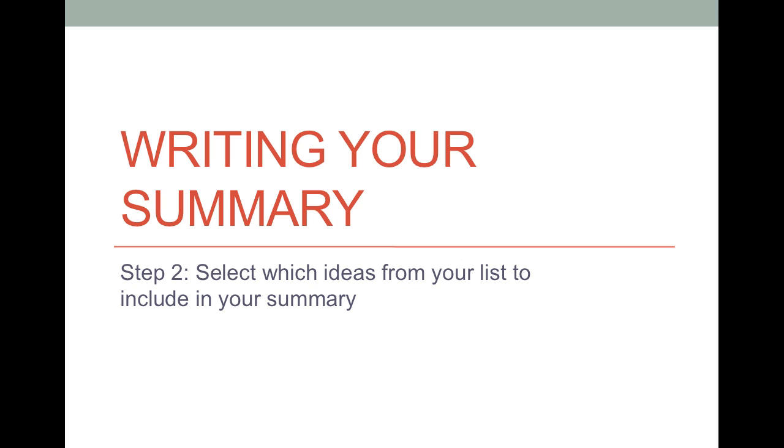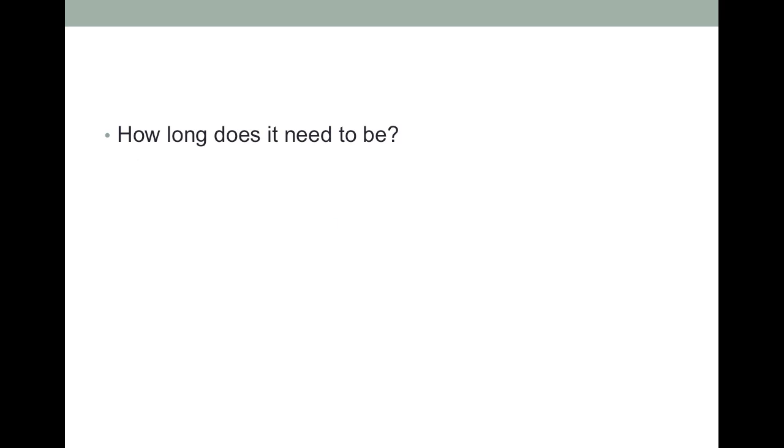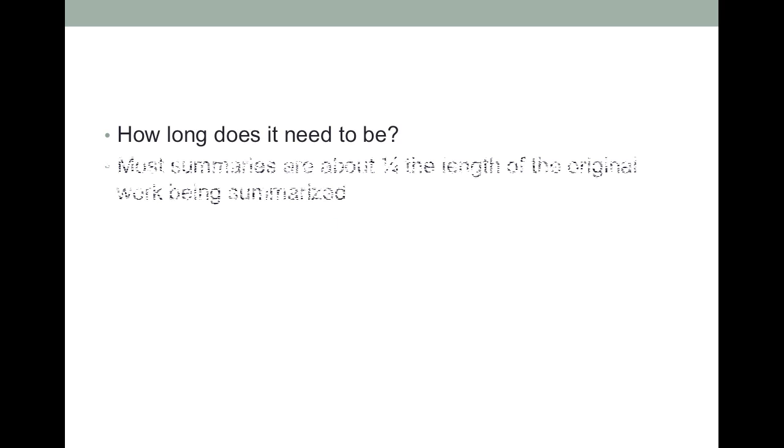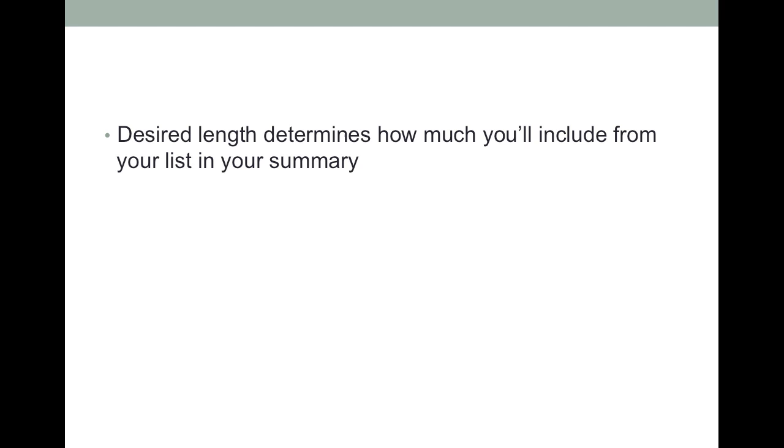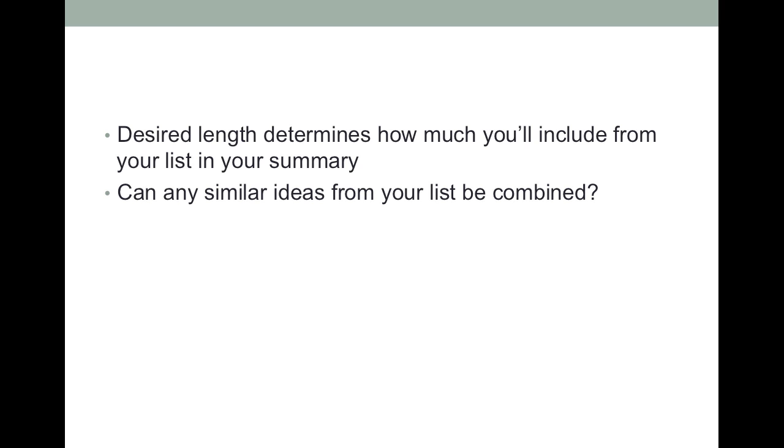Once you've introduced your reader to the big picture, it's time for step 2, selecting which ideas from your list to include in your summary. Think about how long your summary needs to be. A lot of summaries are about a quarter of the length of the work you're summarizing, but they can be shorter or longer depending on the situation. If your instructor asks you to write a summary for an assignment, be sure to find out how long the summary is supposed to be.